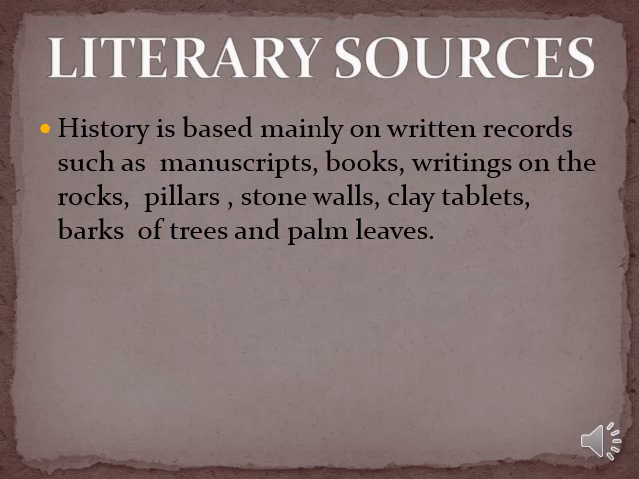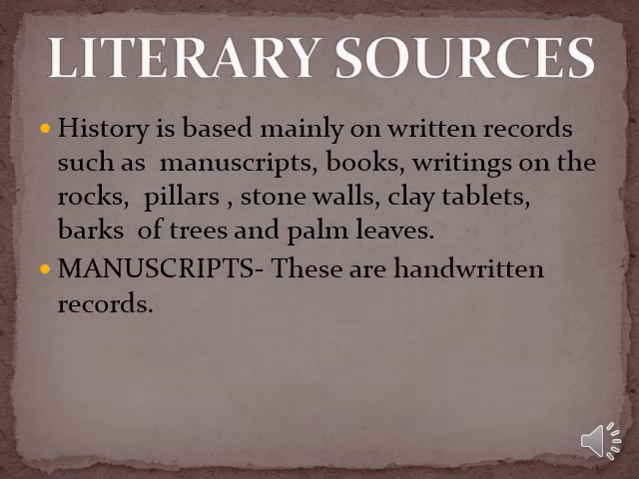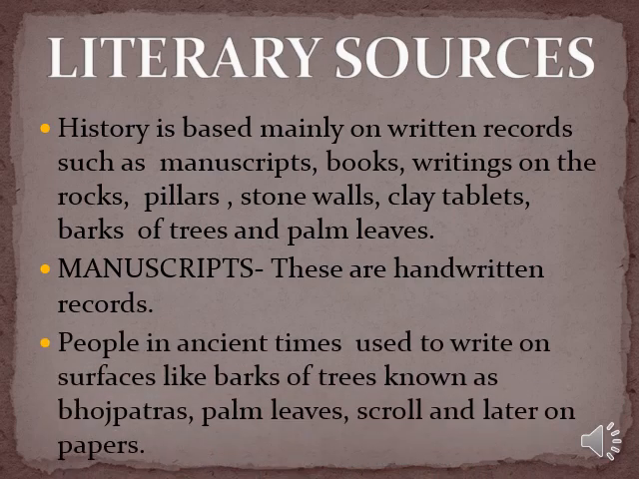Bark means, you see the tree, there is a brown covering on the trunk of the tree, that is bark of the tree, and palm leaves. So what are manuscripts? These are handwritten records. What are manuscripts? These are the handwritten records written in the past.